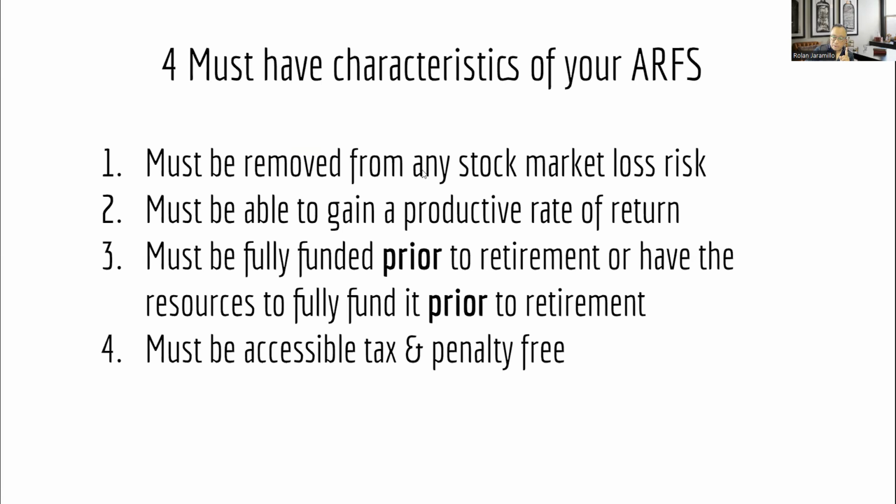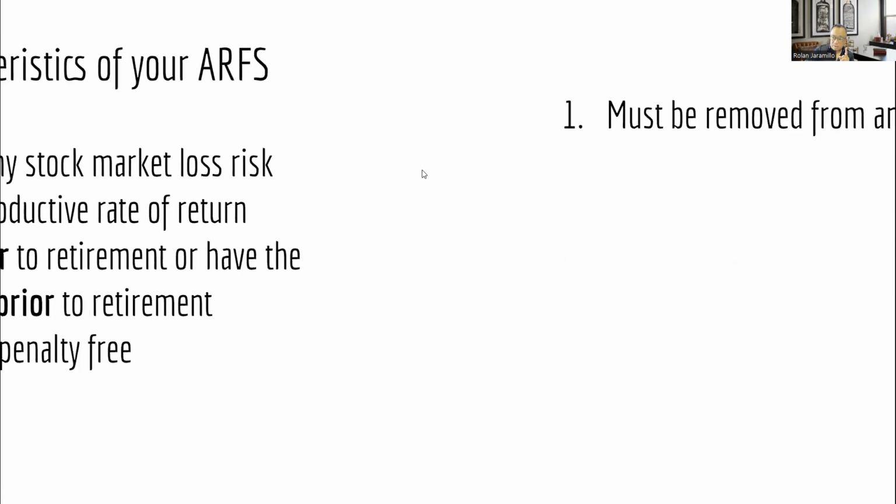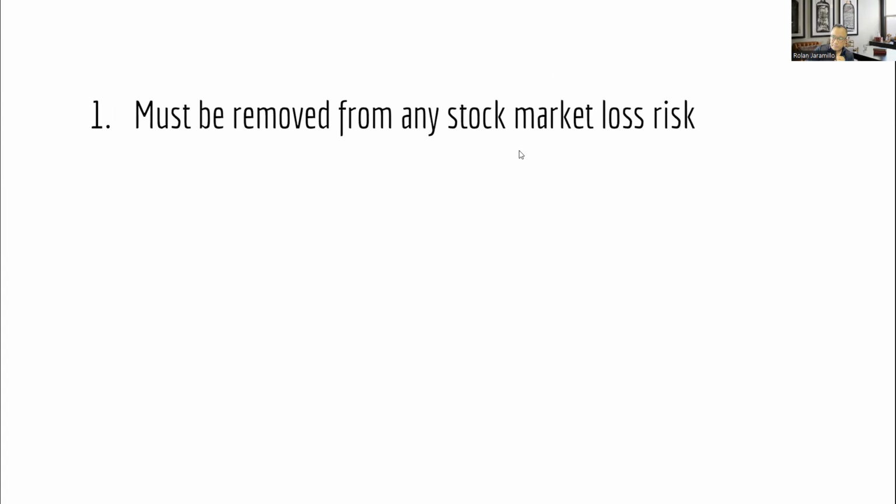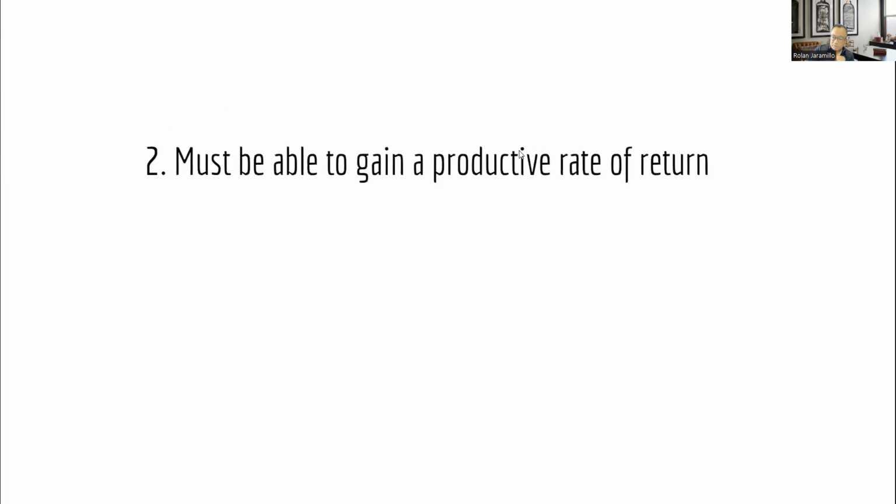So rule number one, must be removed from any stock market loss risk. So you can't lose money in this bucket of money. Number two, must be able to gain a productive rate of return. Again, between 3 to 6 is acceptable, that you don't lose any money, okay?